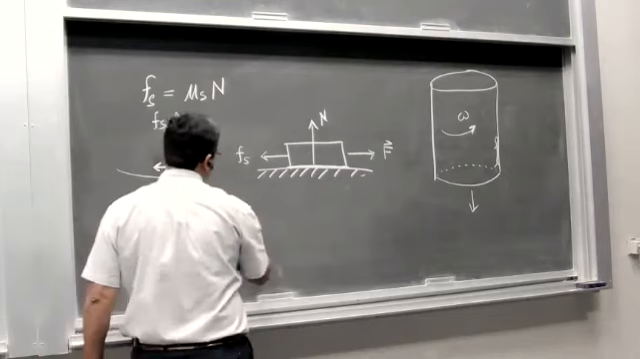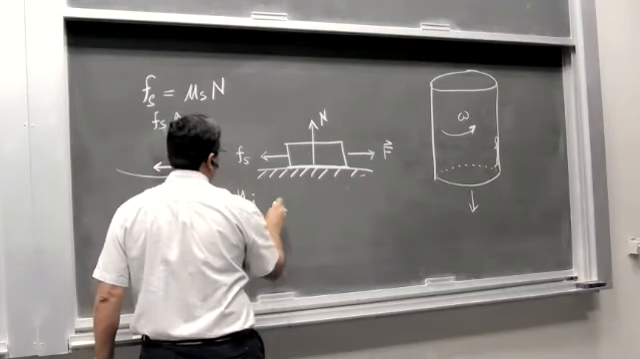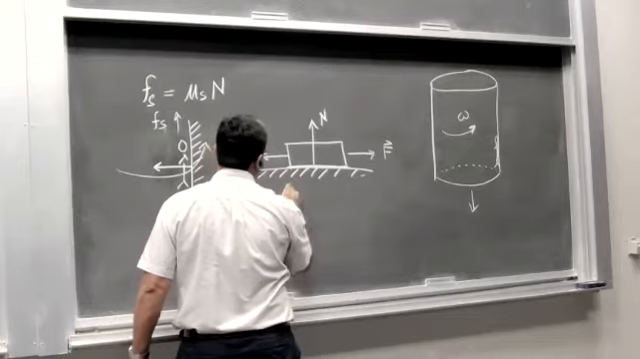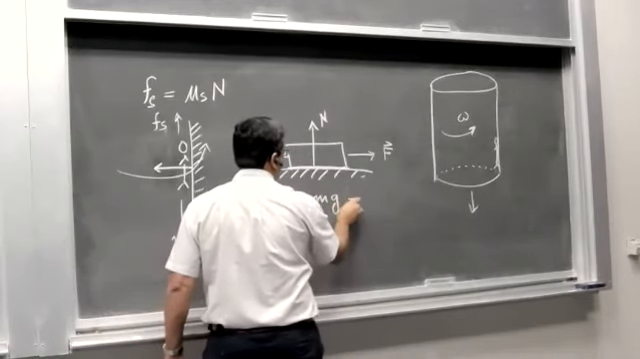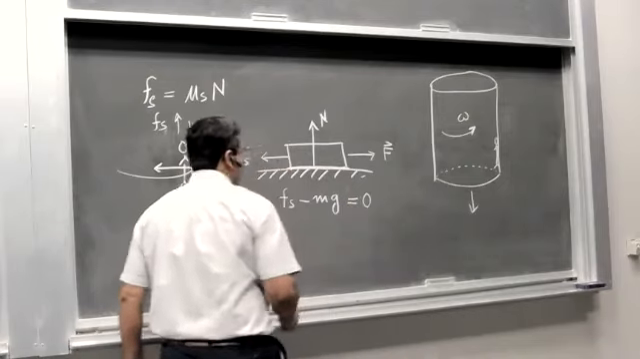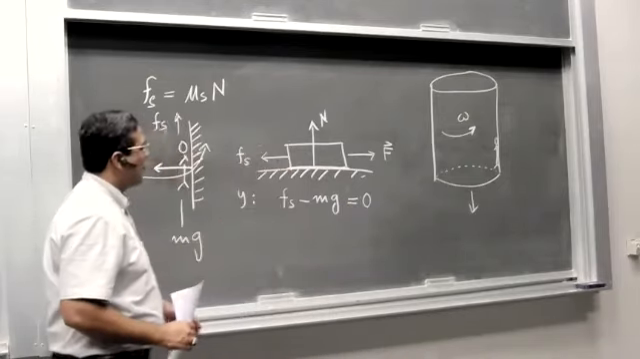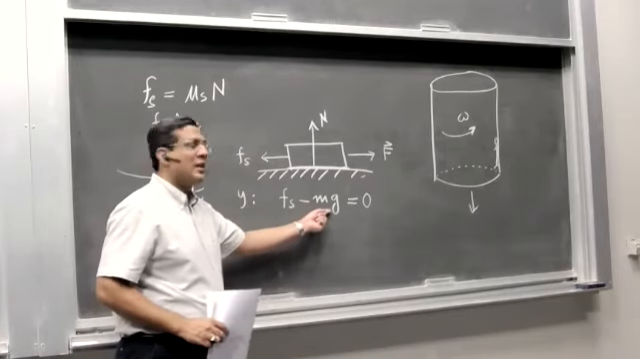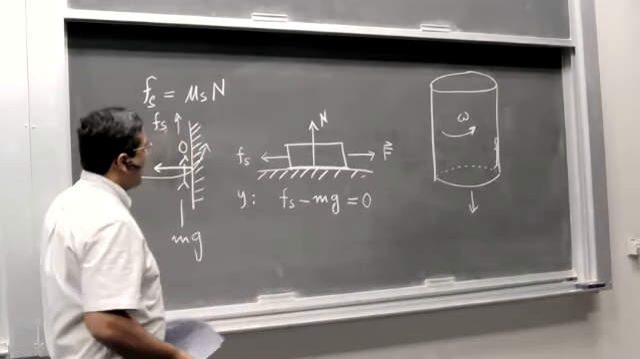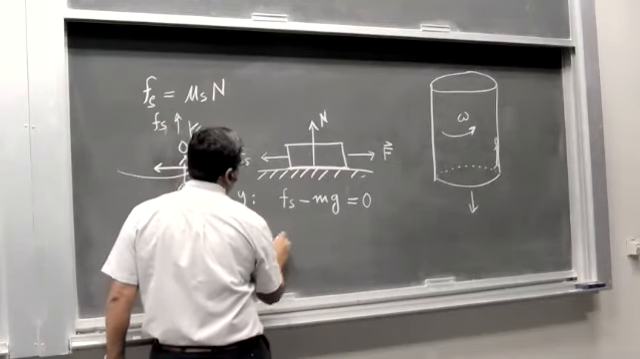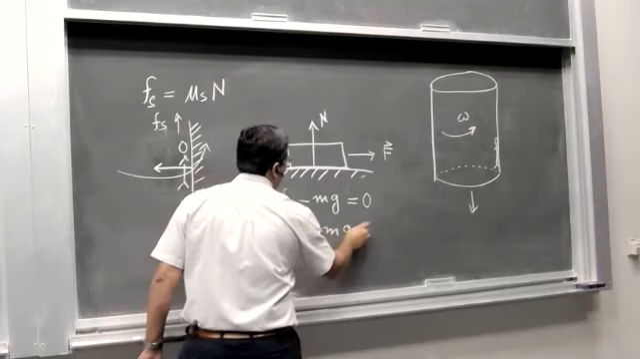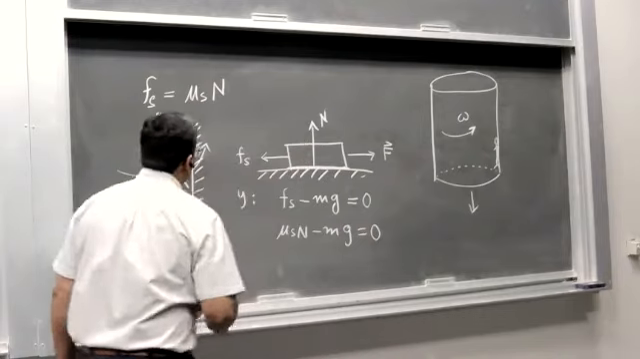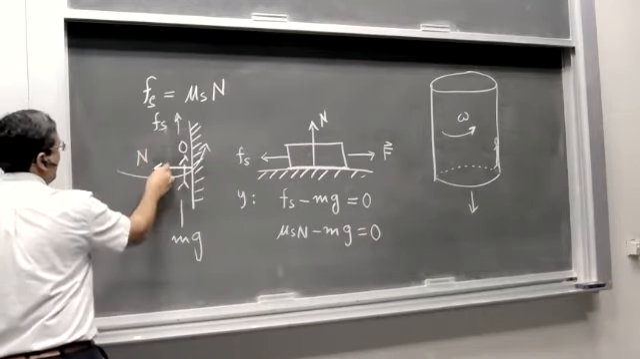So the forces in the y direction are simply Fs upwards minus the weight. And they have to be 0, because if you accelerate in the y direction, that means you're falling down. So the force of friction has to be equal to the weight of the person, and the force of friction, we just said, is mu s N, so mu s N minus mg equals 0. So what is the normal force then? Anyone?